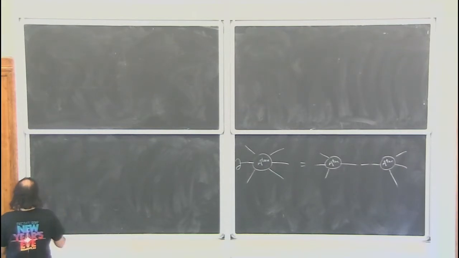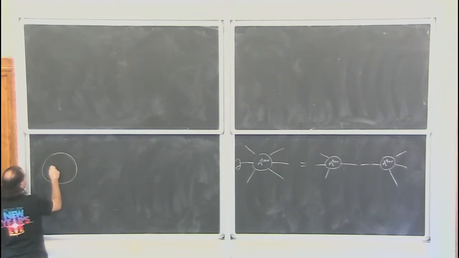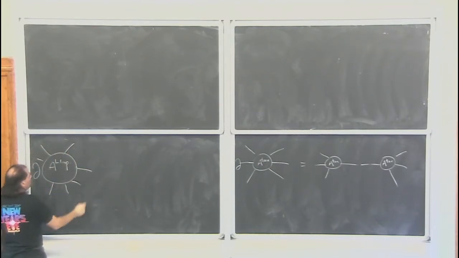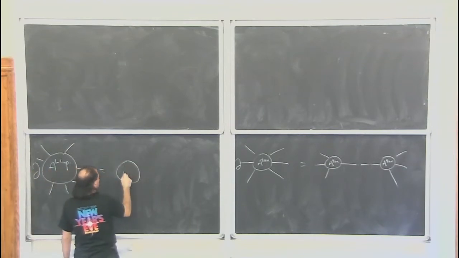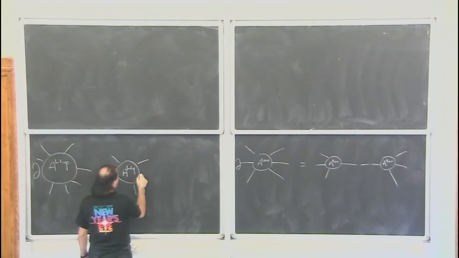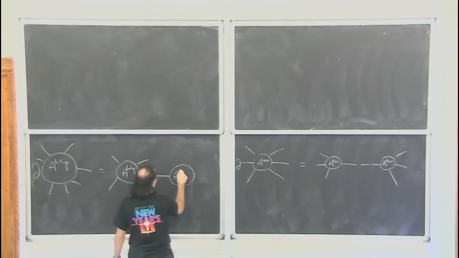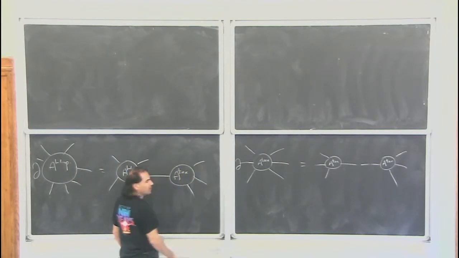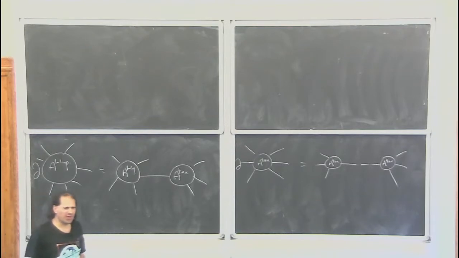So if I now talk about one loop, one kind of factorization for one loop should look like before. But now it should have a one loop on one side and a tree on the other side. Right? But there is another kind of factorization that we can, it's not factorization, another kind of singularity that we should also have at one loop.